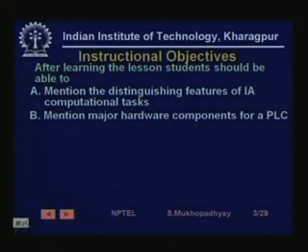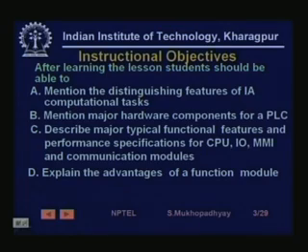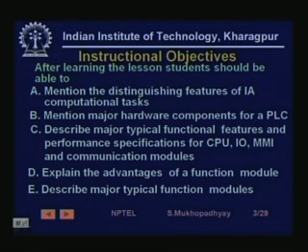Mention major hardware components of a PLC, and describe major typical functional features and performance specifications for the CPU, central processing unit, IO or input output, MMI, the man machine interface, and communication modules. Then explain the advantages of a function module. So, what are the advantages of a function module? You will be able to explain and describe some major typical function module types. So, these are the instructional objectives.